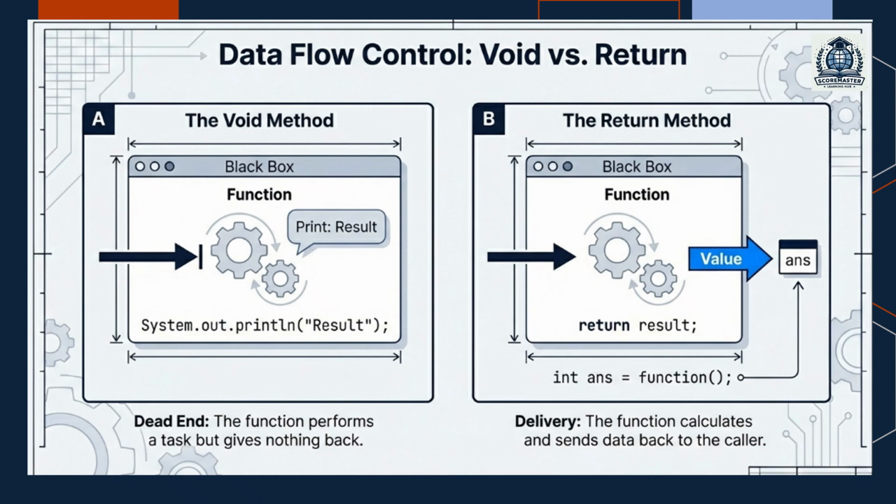A void method performs a task and prints the result, but sends nothing back to the caller. A return method calculates a value and sends it back, allowing it to be stored or reused. Use void for actions, return for results. Serious programs rely more on returning than printing.